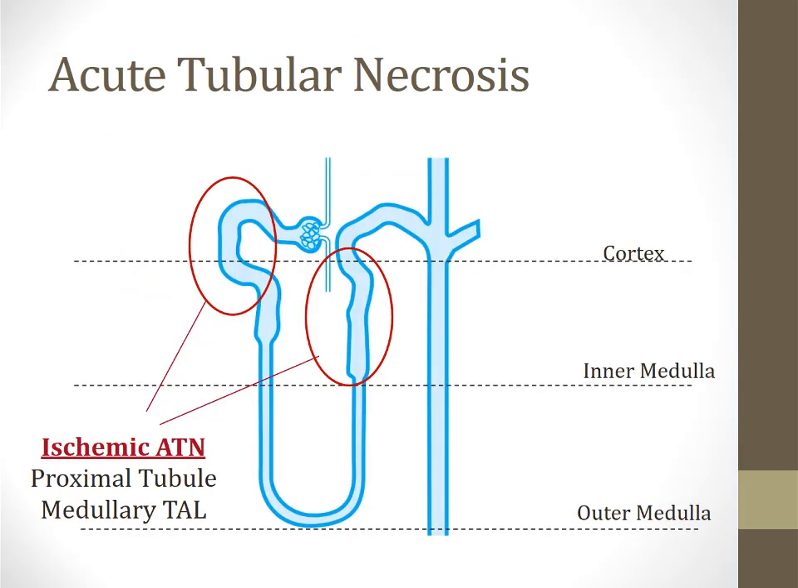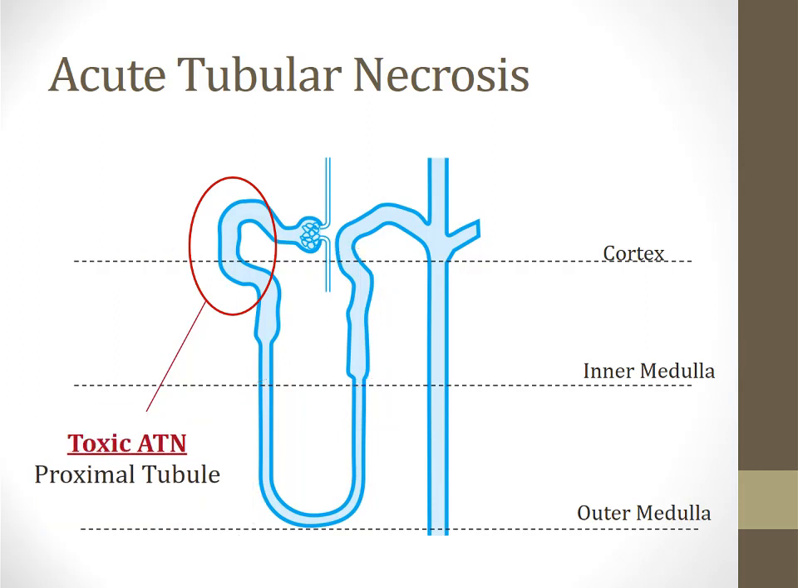Here's a drawing of the nephron indicating the portions affected by ischemic ATN. So the idea here is that there are lots of sodium-potassium ATPases in the proximal tubule and in the thick ascending limb. So when there's ischemia and there's lack of oxygen, these are the areas of the nephron that are most affected. In contrast, toxic ATN usually affects only the proximal tubule, and the reason for this is because those toxins are filtered, and the first thing that they encounter is the proximal tubule, so that's where they usually exert their damage.